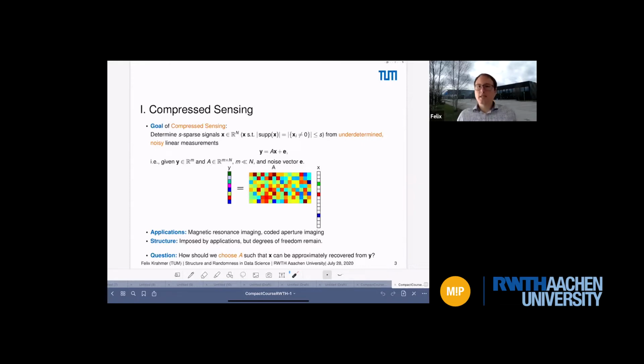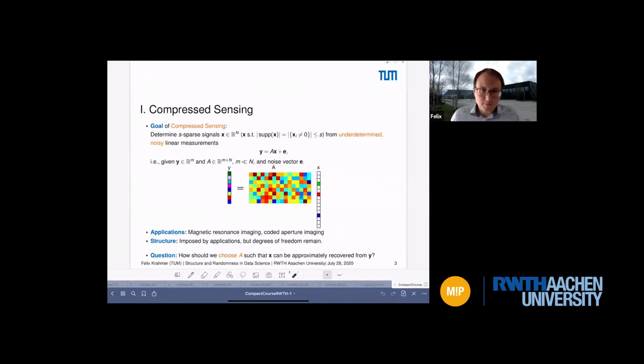Of course, if we didn't know anything about this concept of sparsity, that x has a specific structure, we wouldn't be able to do it because there are many solutions. But the hope is that even though the system is underdetermined, you can exploit the structural information to nevertheless say something about the solution.